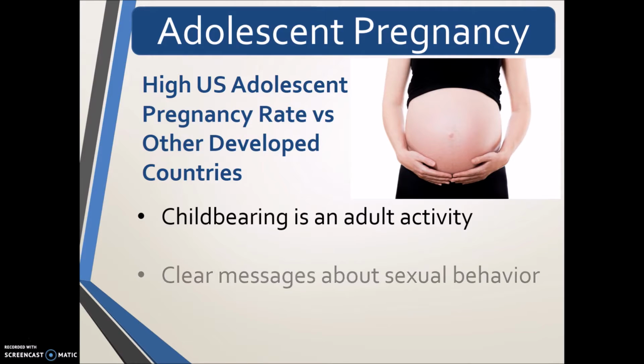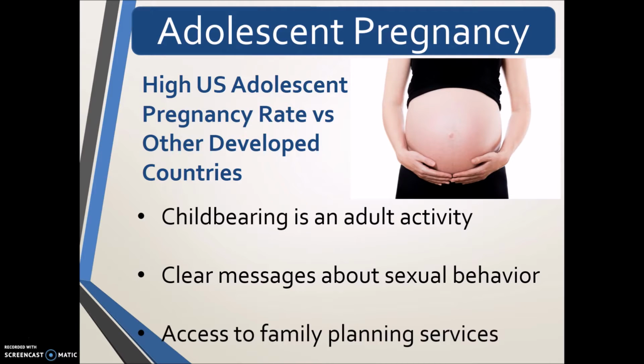So also in that same vein, there are clearer messages about sexual behavior in other countries, saying that sex is normal, it's something that adolescents do. Because the thing is, neither the US nor the other countries is really having more sex than the other. So it's more of that cultural context and that macro system that allows this more open discussion of sexual behaviors and sexual issues, allowing for easier access to things like family planning services and more knowledge about reproductive health, more knowledge and access to contraceptives, things of that nature. So those are some of the reasons that the US has a high pregnancy rate.